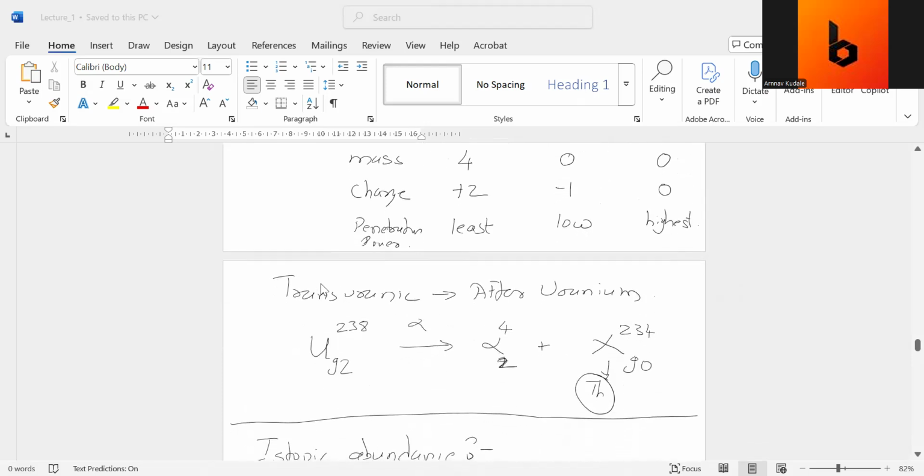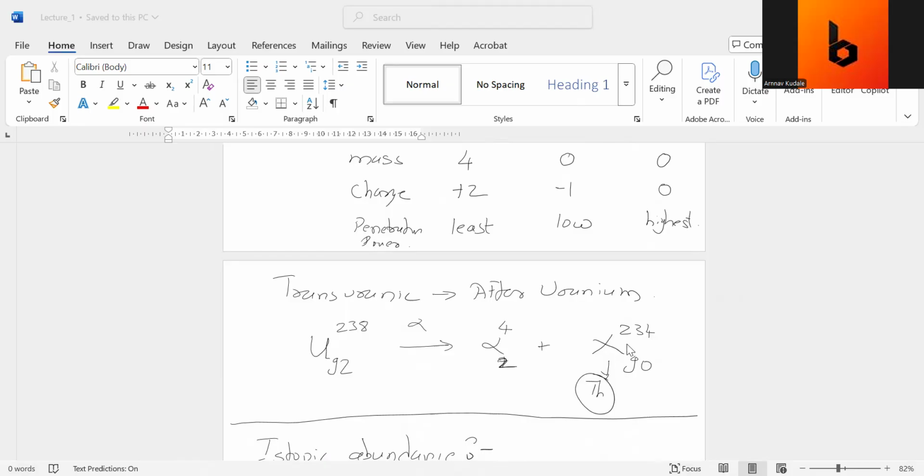Then you should remember this term, transuranic, meaning after uranium. Everything after it is transuranic, and these are generally radioactive. So uranium 238, atomic number 92. If it emits an alpha particle, it will form X 234 with atomic number 90. Because it is releasing an alpha particle, the mass number is reduced by 4 and the atomic number is reduced by 2.